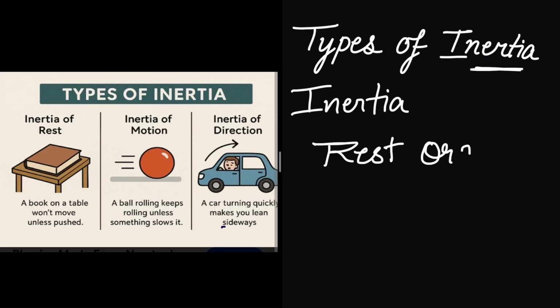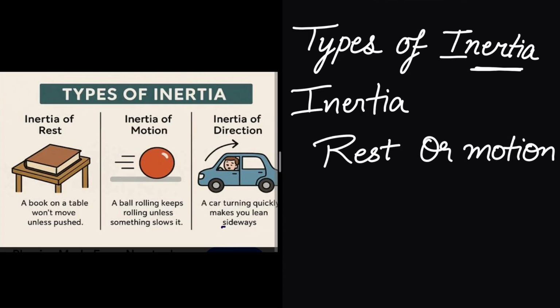Means a body which is at rest. Like here in the example, you can see a book lying on the table. So, this book is at which position? Rest. This book wants to remain at rest. Until and unless some unbalanced force is applied on it, this book always wants to remain at rest. So, this property is called inertia of rest.